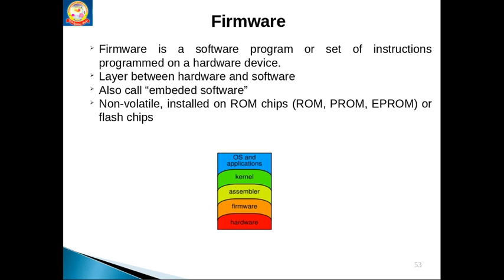For example, in a washing machine we can program some set of instructions. The programs are recorded, or in microwave ovens, the cooking recipes, everything is programmed on the device. That is embedded within the device. Such software we can call firmware.